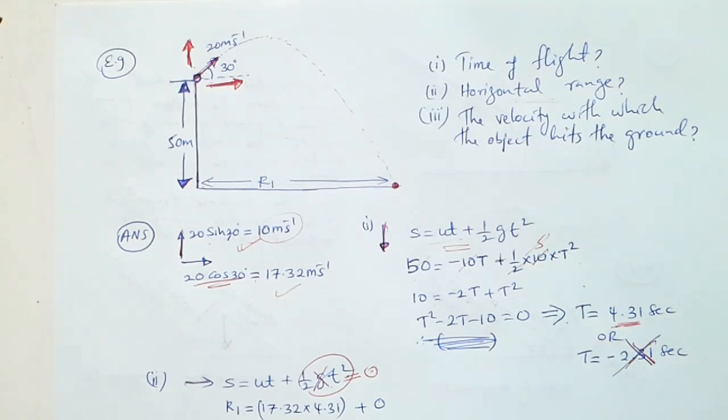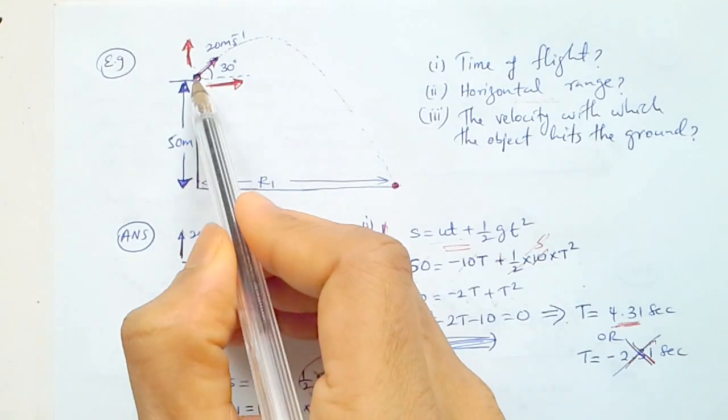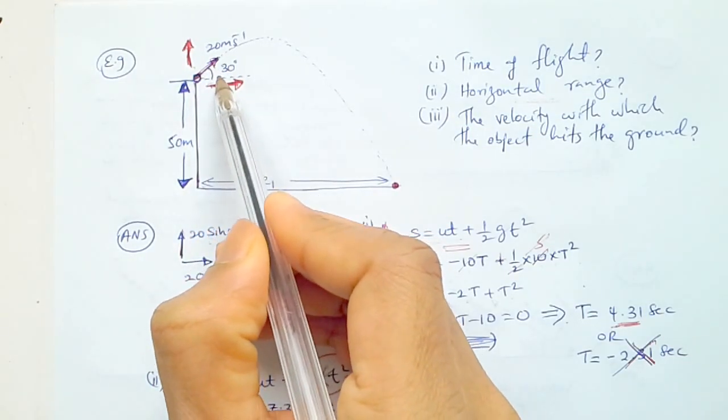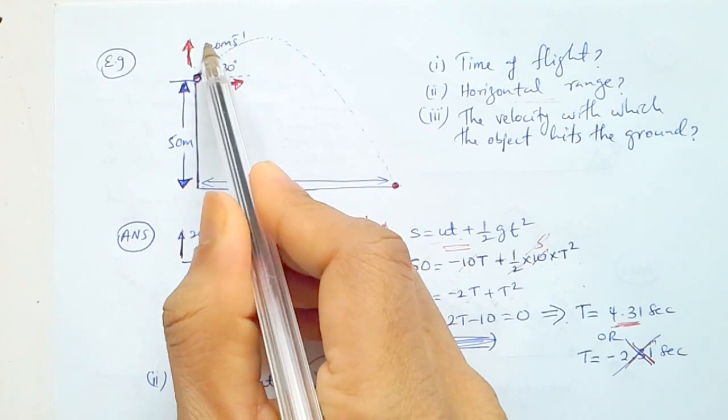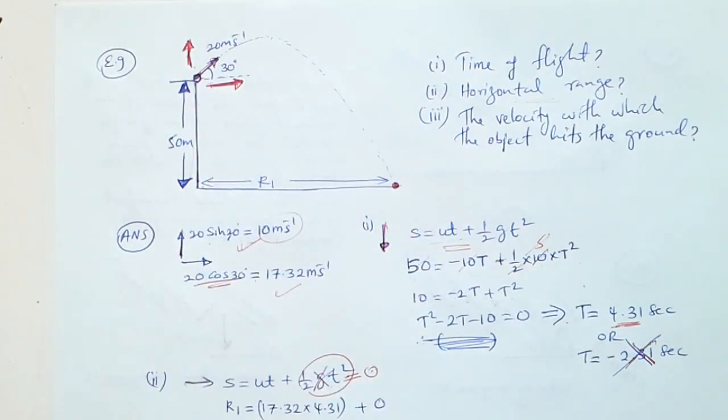So today we are going to start a new problem on projectile motion. This time the problem is like this. A projectile is launched at an angle of 30 degrees with a speed of 20 meters per second from a height of 50 meters.